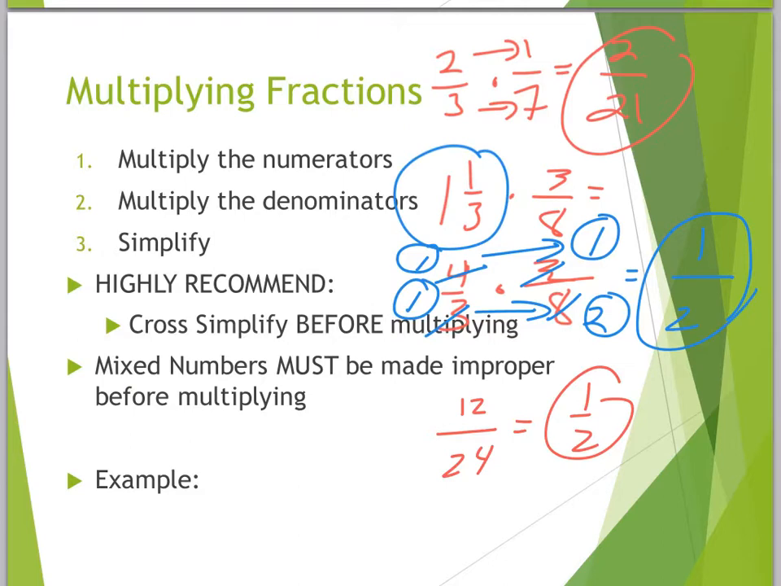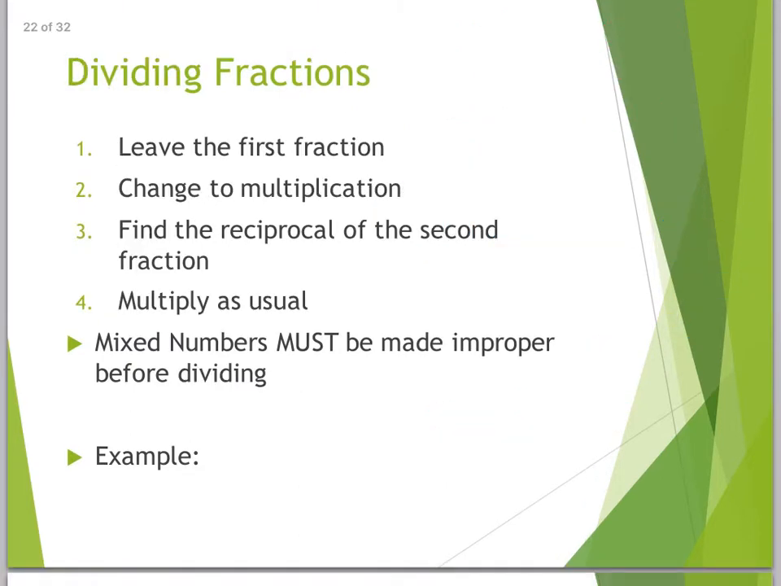Multiplying fractions. Now, dividing fractions is a lot like multiplying fractions. You leave the first fraction alone, okay? Change to multiplication. Find the reciprocal of the second number. In other words, flip it over. So again, find the reciprocal of the second number, flip it over. Multiply like normal. By the way, mixed numbers must be made improper before dividing.